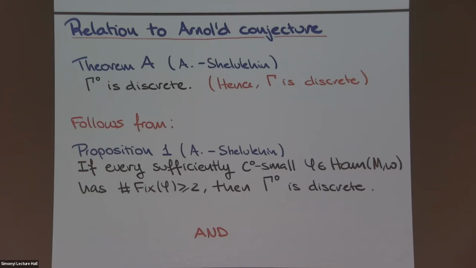So how do we prove it? Well, we show that if we can guarantee that every sufficiently C0 small Hamiltonian diffeomorphism has at least two fixed points, then gamma is discrete. In other words, like I said in the beginning, under the assumption that gamma 0 has an accumulation point, we can construct a Hamiltonian diffeomorphism with at most one fixed point, which is C0 small.